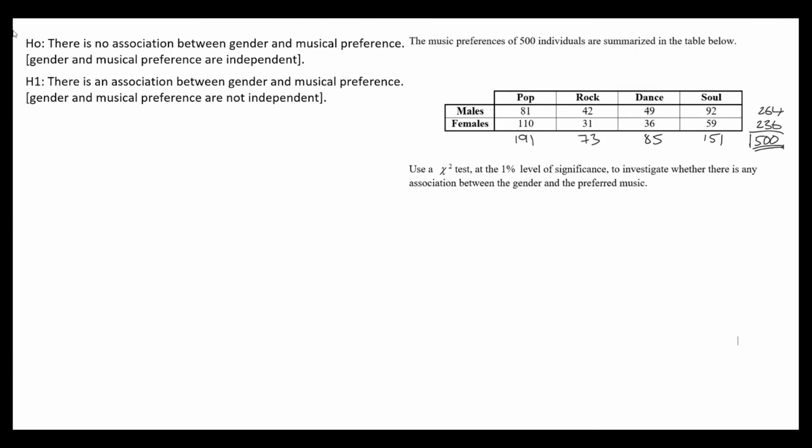So I'm just going to go ahead and do that in red. So the expectation for male students who like pop music is going to be 264 times 191 divided by 500. Similar calculations for the rest of these. So in red are our expected frequencies.